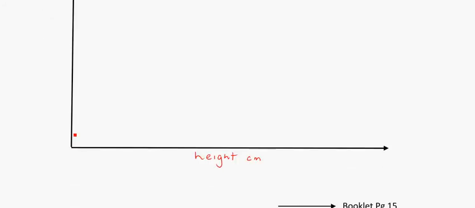Now if you don't start at 0, you can put a little scale break there, and we can start at 130, 140, 150, 160, 170, 180. Okay, so we've got our height on the x-axis, and we'll put the shoe size on the vertical axis.